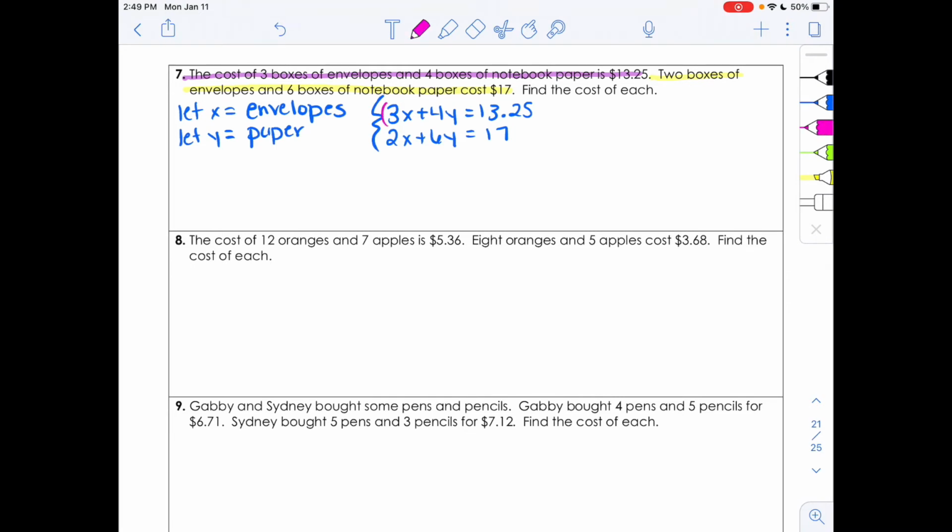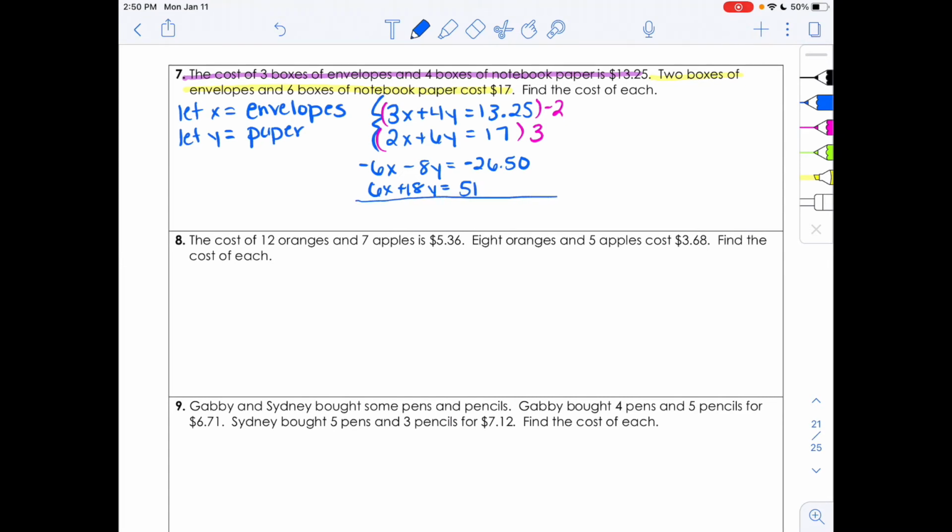And to do that, I'm going to multiply my top equation by -2 and my bottom equation by a +3. When I do that, 3x times -2 is -6x. 4 times -2 is -8y. And $13.25 times -2 is -$26.50. Then I'm going to multiply my second equation by positive 3. 3 times 2x is 6x. 3 times 6 is positive 18y. And 3 times 17 is 51.